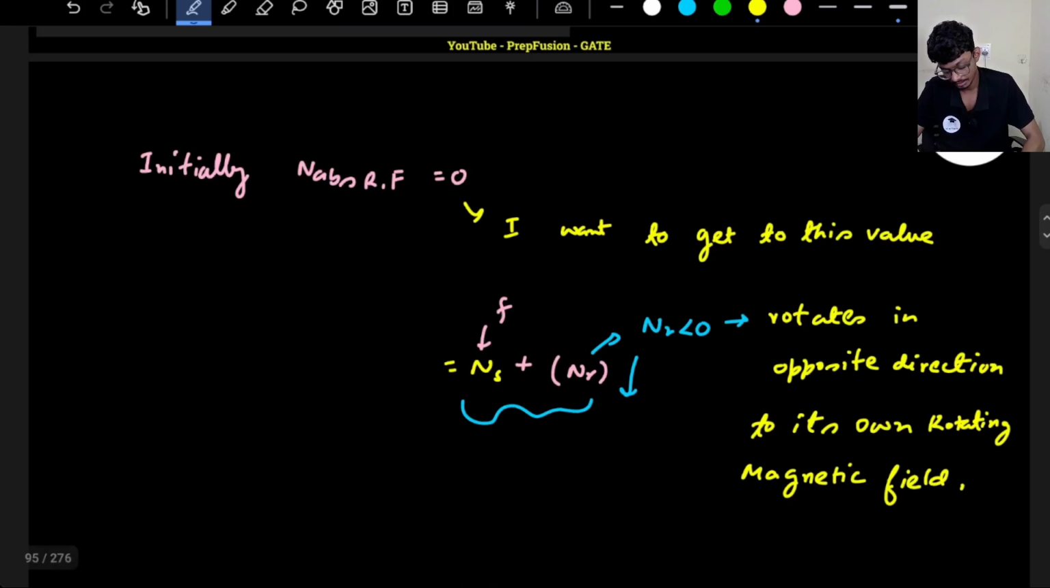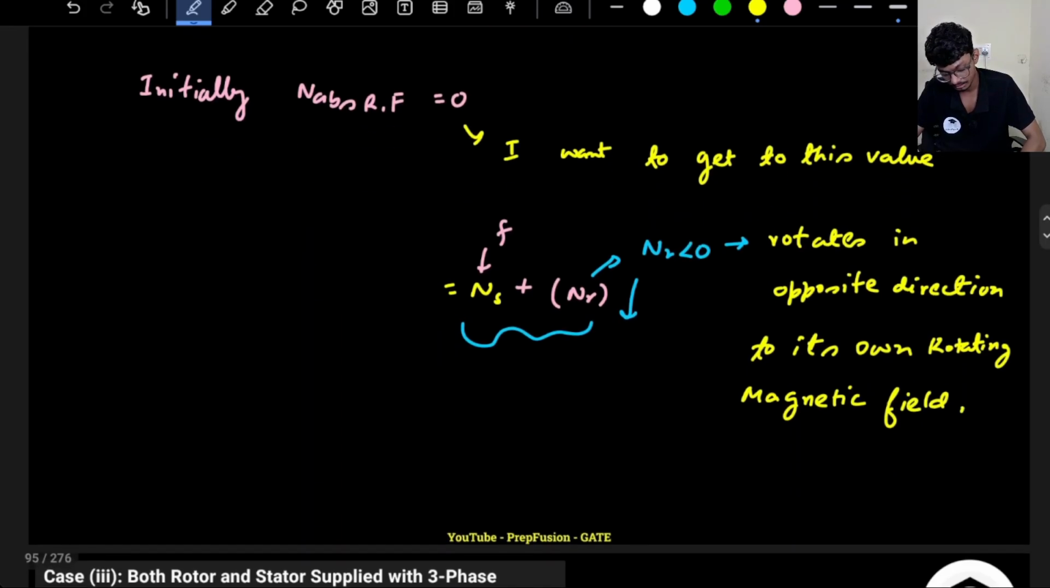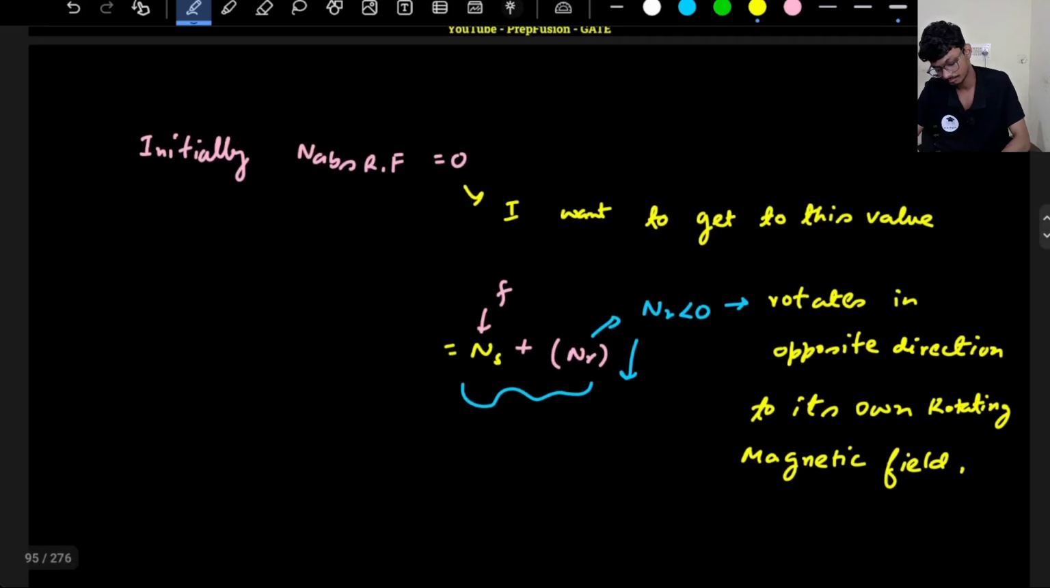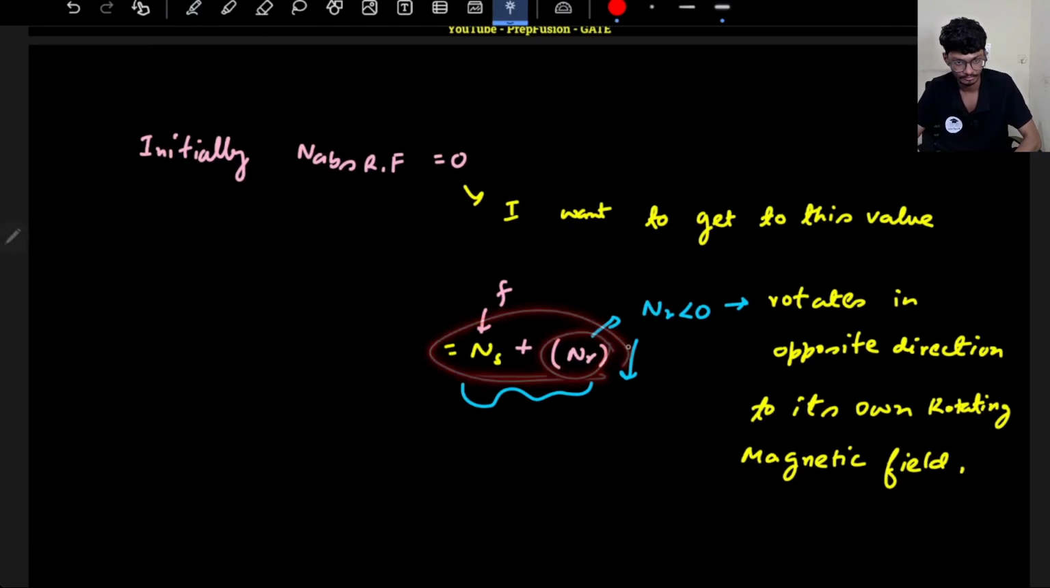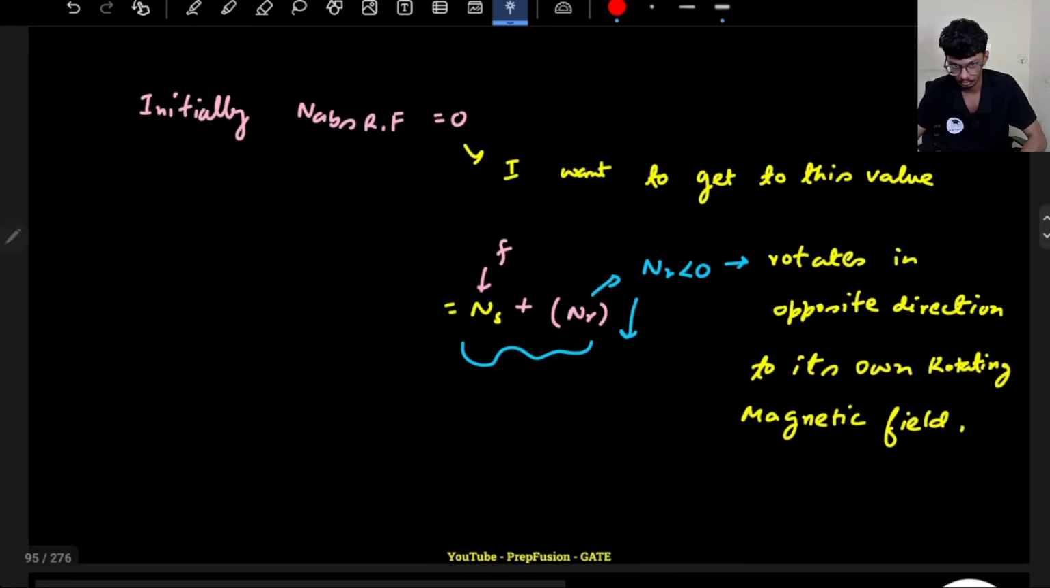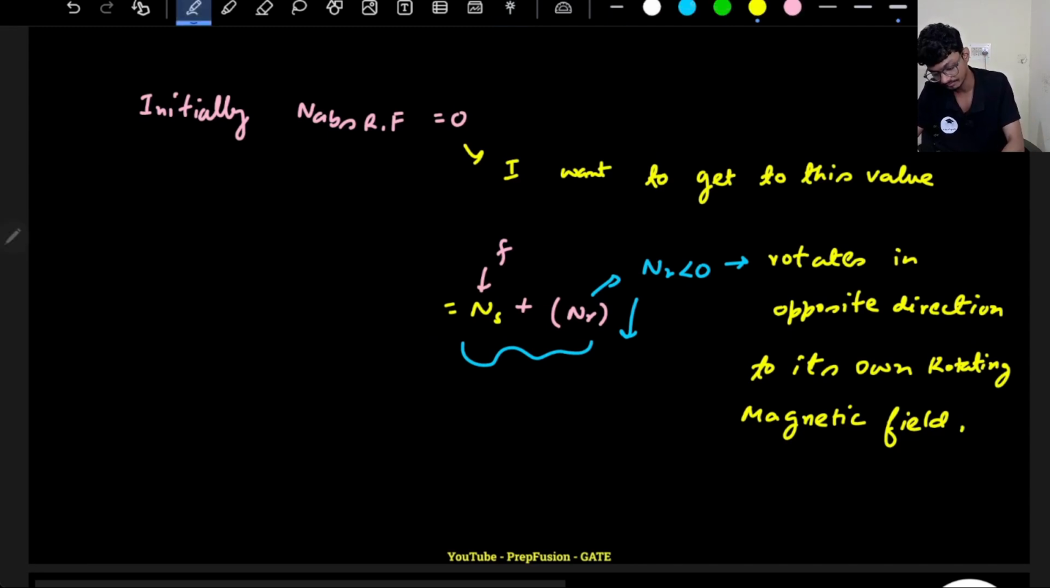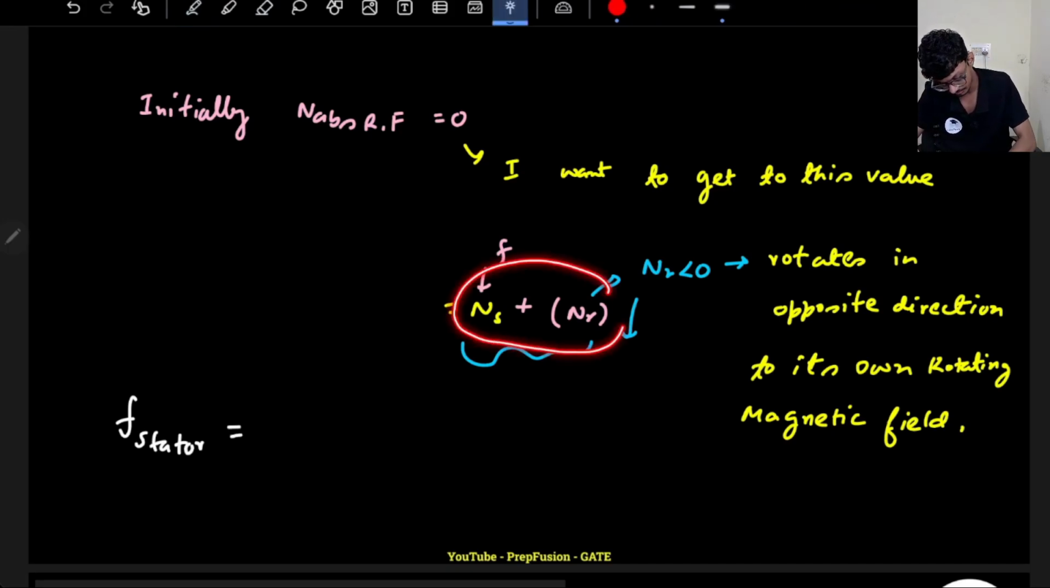Now what is the relative speed? This time, remember, here it is ns plus nr, but nr itself is a negative number. If I want to write, so what will be the frequency in the stator? Now I want to know what is the frequency in the stator. There will be a bit of confusion here. How do I write the frequency? So I will assume the frequency of the stator, the induced EMF, because still there will be some flux cut because the rotor is rotating. Sorry, this is the absolute speed of the rotor field.